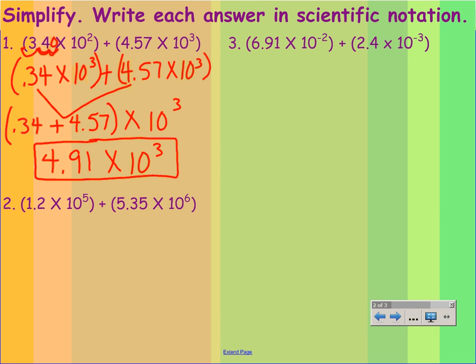All right, moving on to the next example. Here's our choice. I see 10 to the fifth. I see 10 to the sixth.